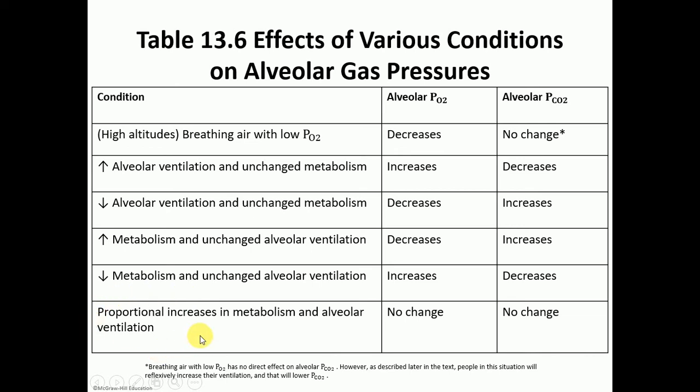Now, the balancing happens when there is a proportional change, whether increase or decrease, but in this scenario we're talking about an increase. So a proportional increase in metabolism and alveolar ventilation. Think of somebody that is exercising and breathing faster due to that exercise. They have increased metabolism because of the exercise and increased alveolar ventilation because of the faster breathing rates. Their levels of oxygen and carbon dioxide in the alveoli remain unchanged because there's a balance between the increase in metabolism and the increase in ventilation.